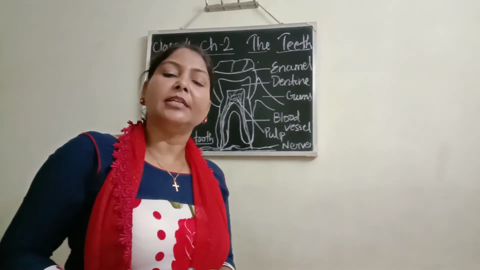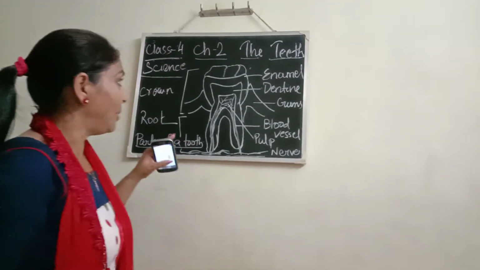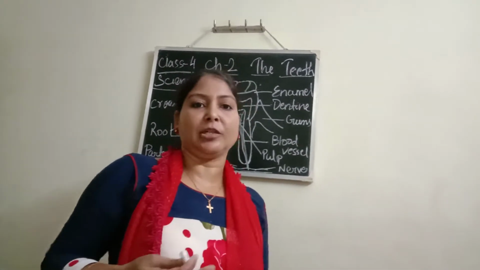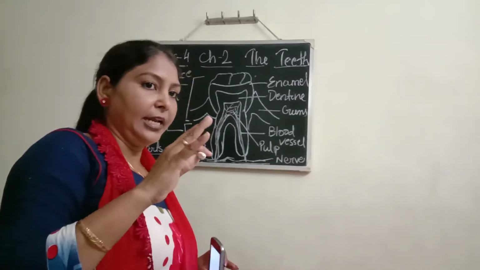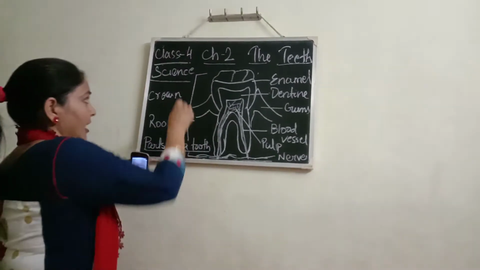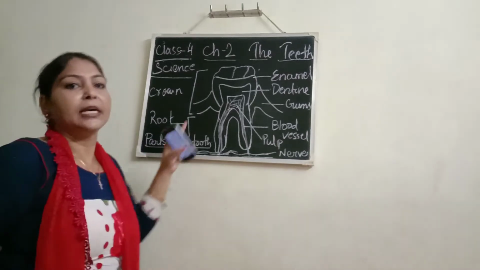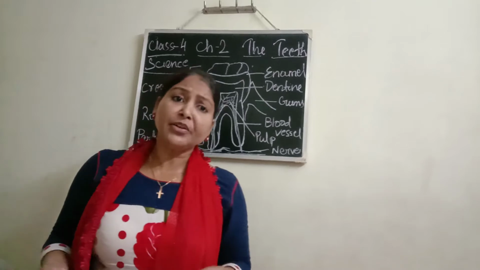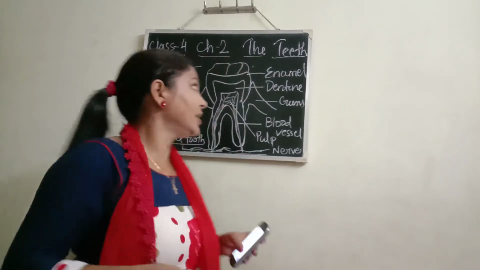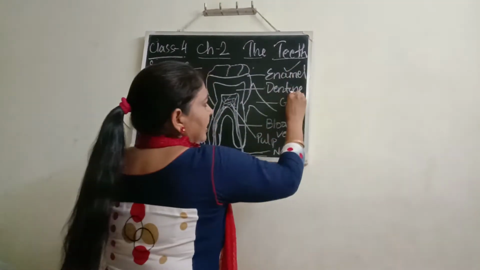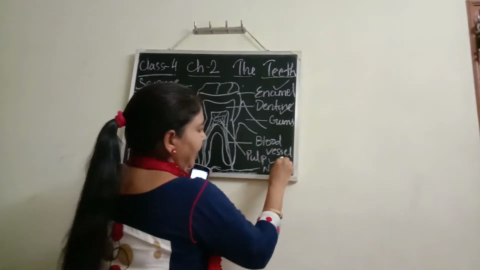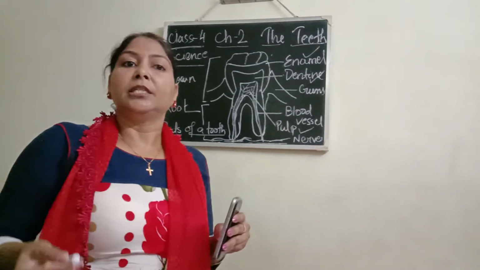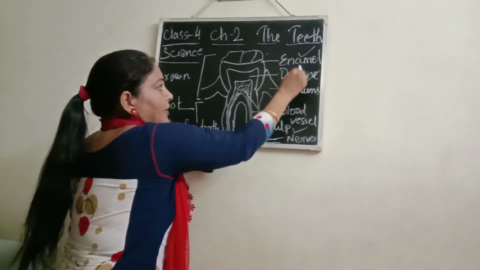Alright, so what are the different parts of a tooth? The various parts of tooth, first of all we will see that all the teeth have the similar structure. They are basically two main parts, crown and root. Then we will see that every tooth is made up of three main parts. What are the three main parts? Enamel, dentine, and then pulp. Basically the tooth is made up of these three main parts.